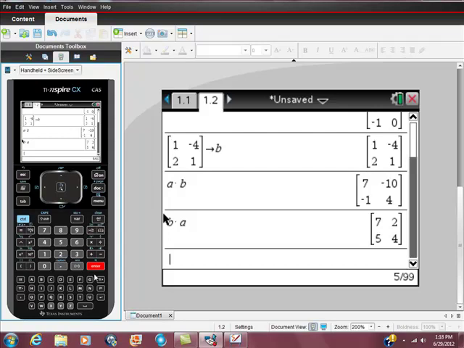So, all right? I hope this was really helpful, and I hope that you watch the other video to show you how to do this by hand. And I'm going to continue this series on matrices for a little while.